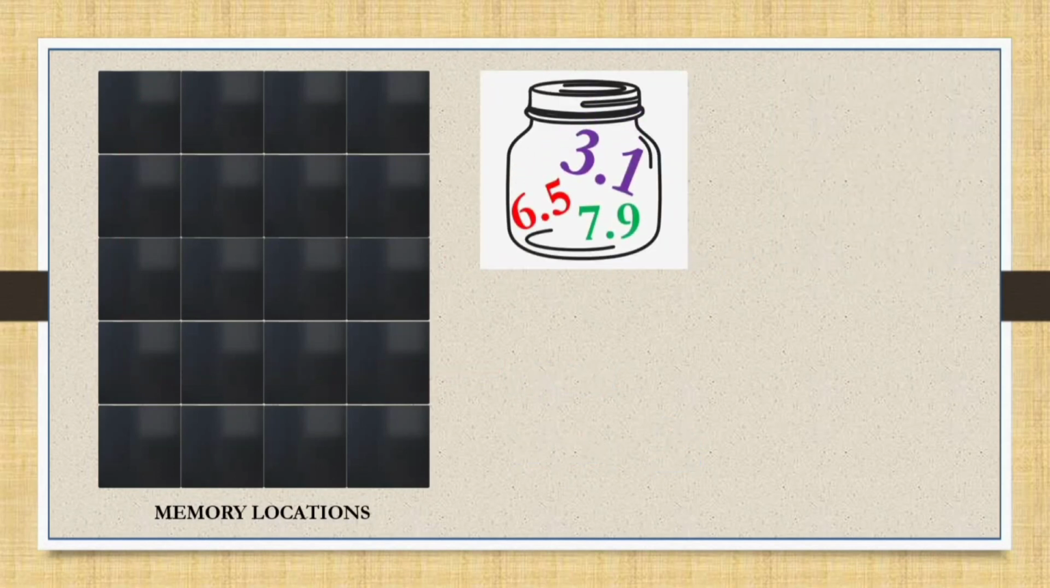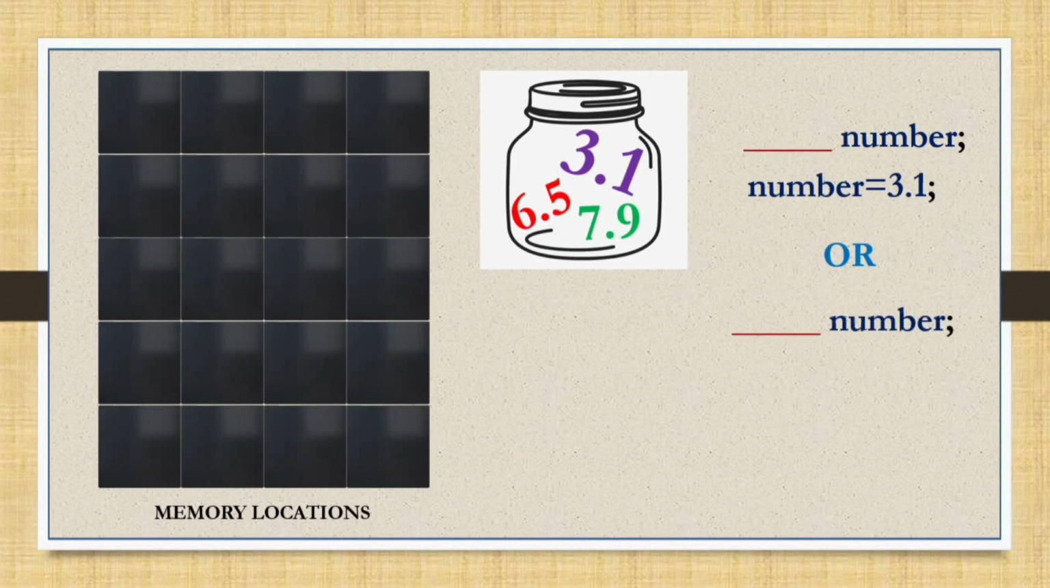Next, I will take different type of data. What type of data are these? Refer to the previous video for more information. So they are floating point types of data. How do we declare floating point types of data? Dash variable name. Number is a variable name. So I'll assign 3.1 to number, or you have another option, dash number. Number is equal to 3.1.